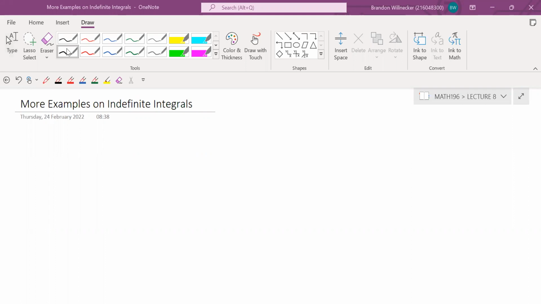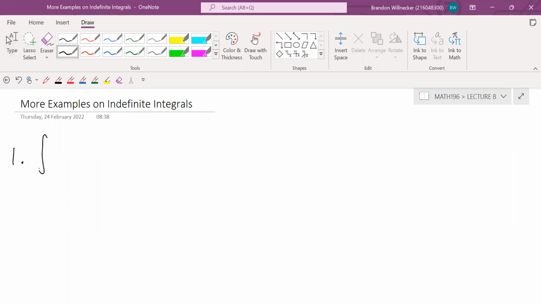Hi, everyone. So last time we took a look at the idea of an indefinite integral, and we looked at some of its properties. But now we're going to be looking at some more examples on how to solve these indefinite integrals. Okay, so let's start off with example number 1.